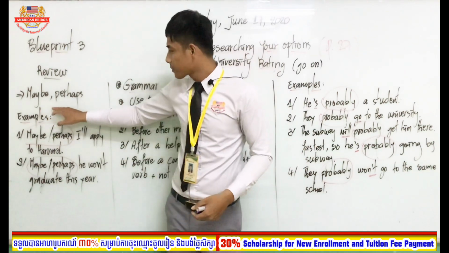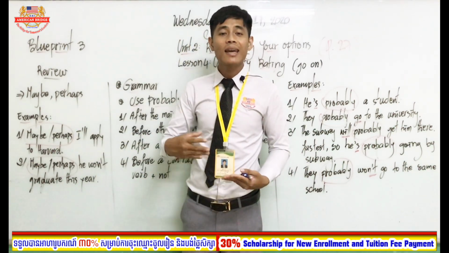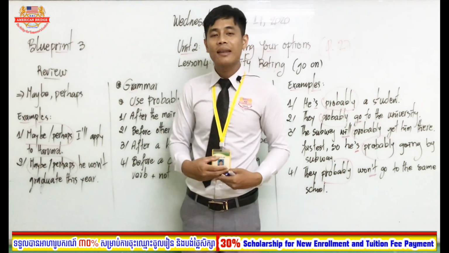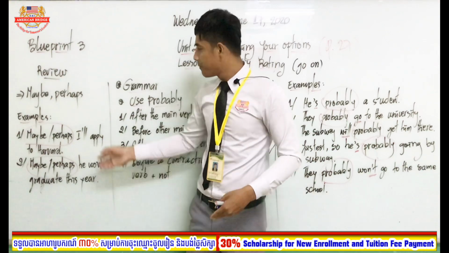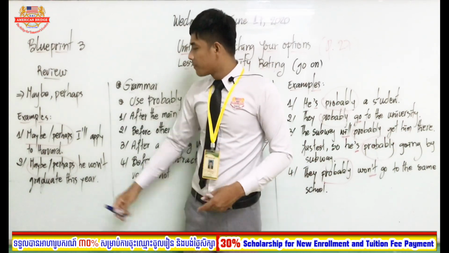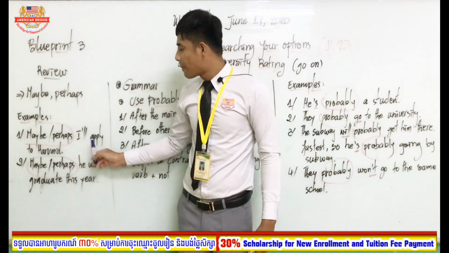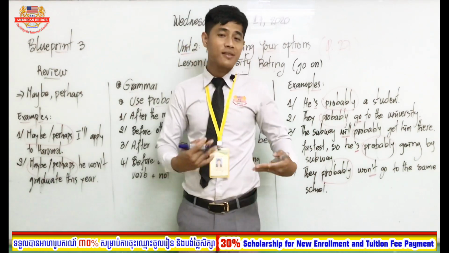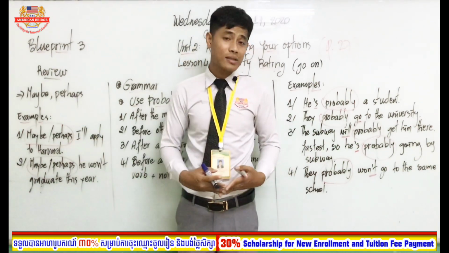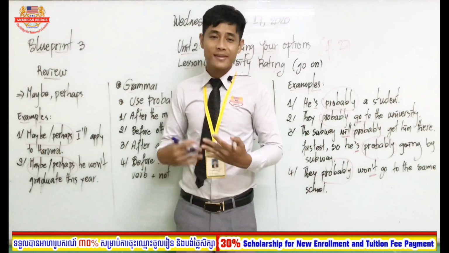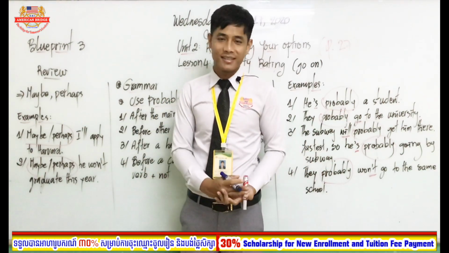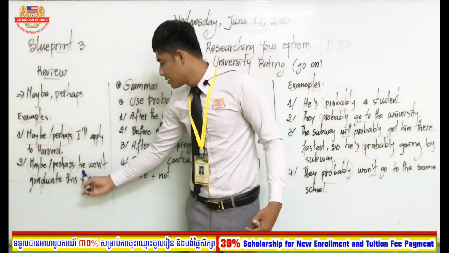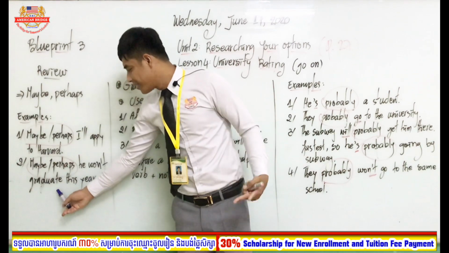Okay, so perhaps is more common in written than spoken English. Okay. Example: maybe, perhaps, I'll apply to Harvard. Okay. So maybe and perhaps have the same meaning, and the chance that it will happen is only 40 to 60%. Okay. Next, example number 2: maybe, perhaps he won't graduate this year.